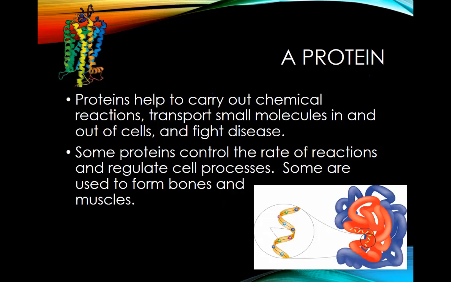So, once again, proteins do so many different things. They help to carry out chemical reactions, transport small molecules in and out of cells. They help you fight disease. Yes, they're part of your immune system. Some proteins control the rate of chemical reactions and regulate cell processes. Some are used to form bones and muscles. If you start looking at your fingernails or you're playing with your hair right now as you're listening to this, those are primarily made out of proteins. So there are just a laundry list of all the cool things that proteins do.